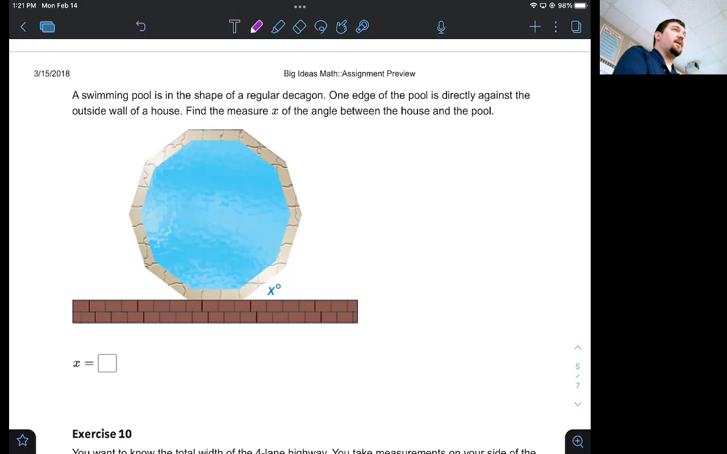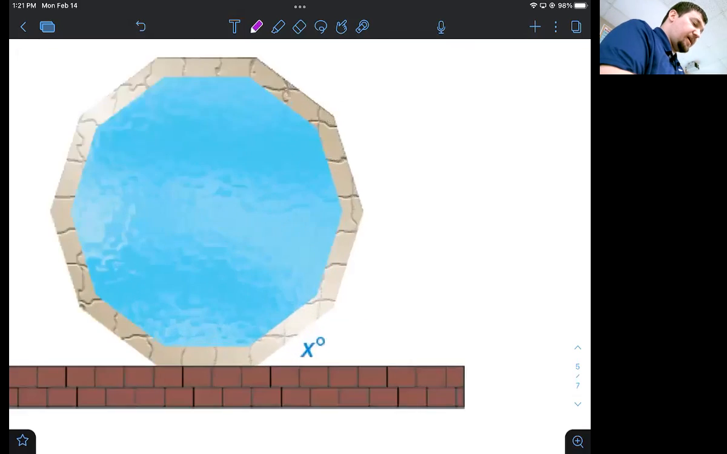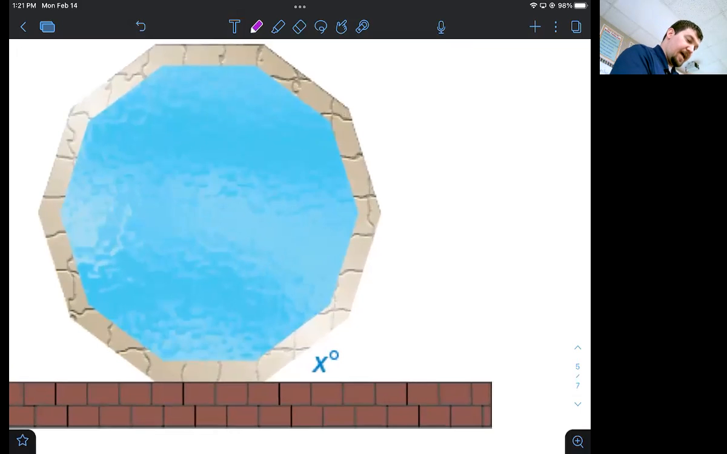Garrett? 10, just like there's 10 years in a decade, right? So a decagon has 10 sides. One edge of the pool is directly against the outside wall of the house. Find the measure x of the angle between the house and the pool. So it's wanting us to find one of the exterior angles on this decagon.